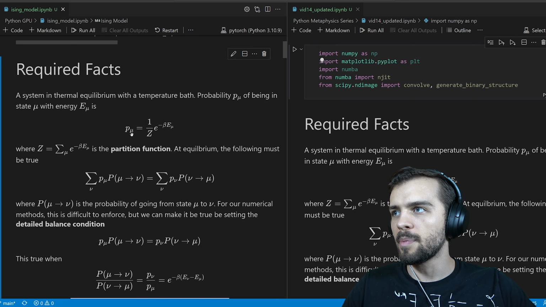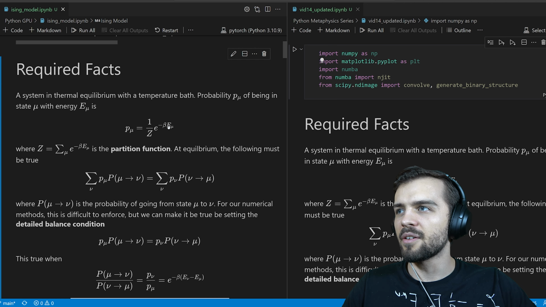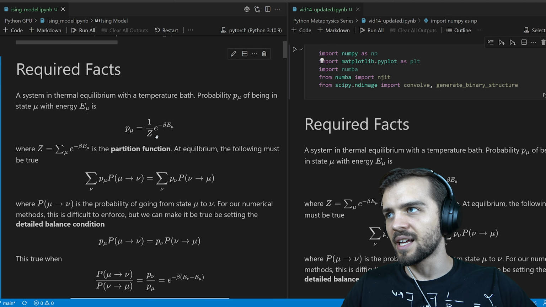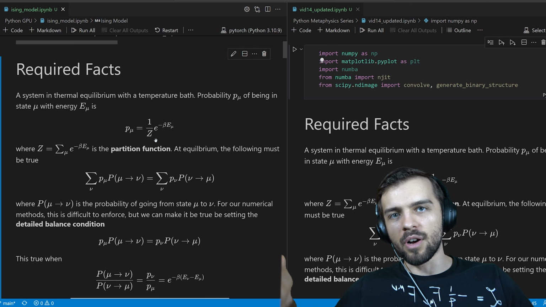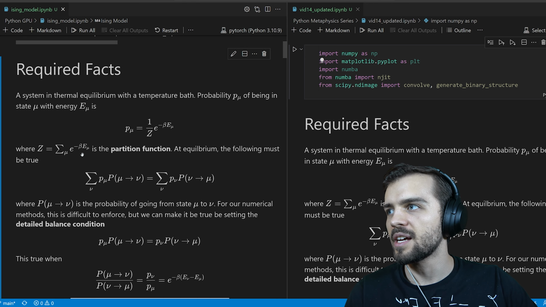It turns out that the probability is proportional to e to the negative beta times E_mu, where the state is mu. The higher the energy, the less probable you are to be in that state. And then, of course, you sum across all the different states. The total probability is 1, so you have this normalization factor Z out front.